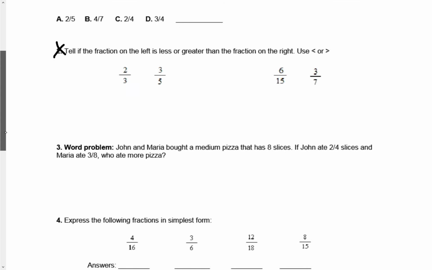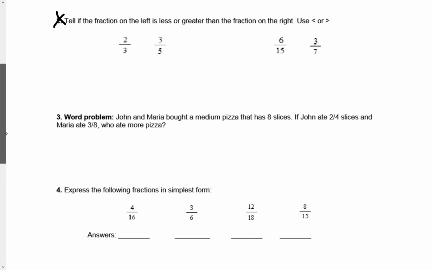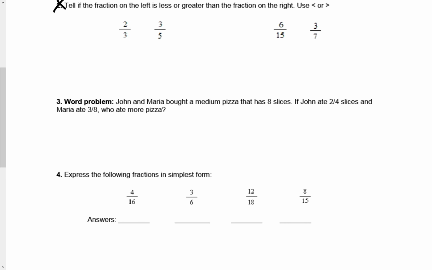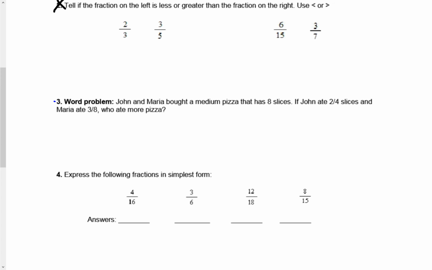We're going to go on to number 3, though. All right. So in number 3, we've got that John and Maria bought a medium pizza that has 8 slices. If John ate 2/4 slices and Maria ate 3/8 slices, who ate more pizza? All right, that's our task here. Pizza. If we have John, who ate 2/4, Maria ate 3/8.